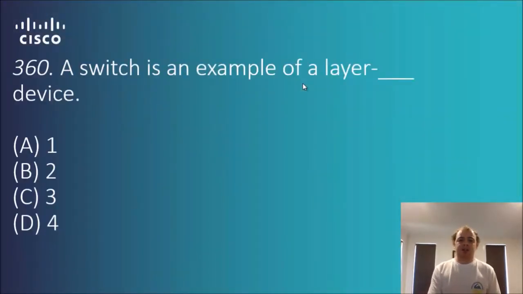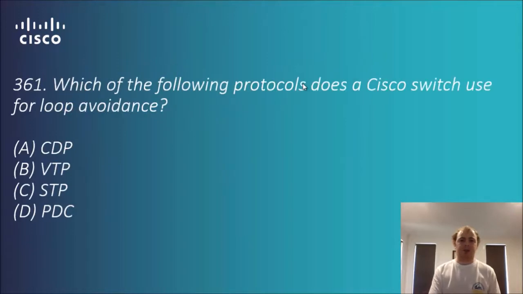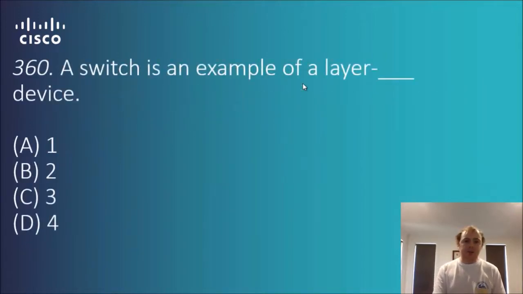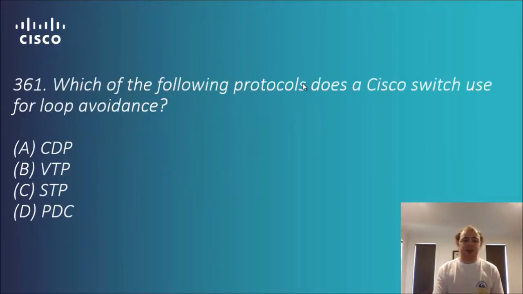Alright, a switch is an example of a layer of a blank device. So we've got 1, 2, 3, 4. So we know 1 is the physical layer, we know 4 is the transport layer, we know 3 is the network layer, and layer 2 is where all the switches hang around, that level 2 layer.